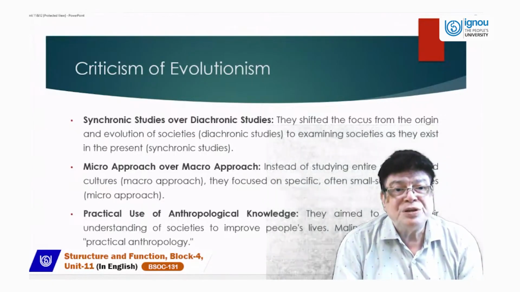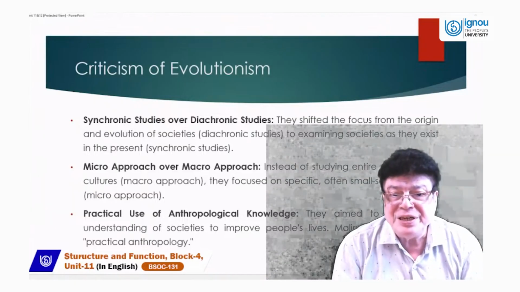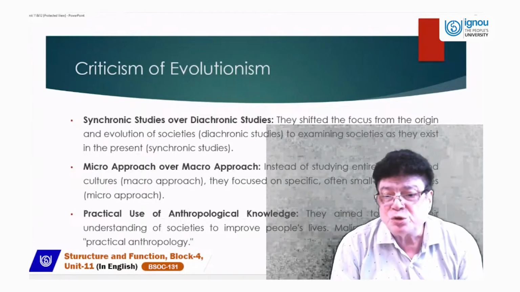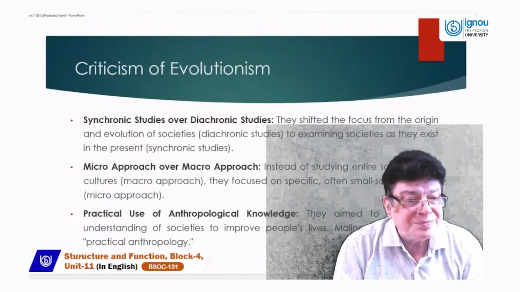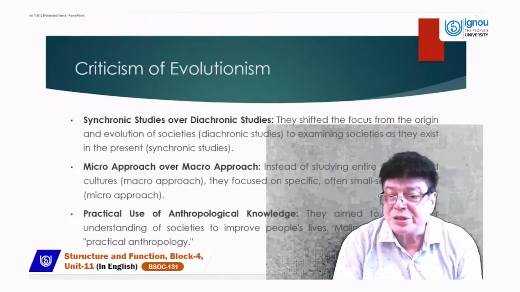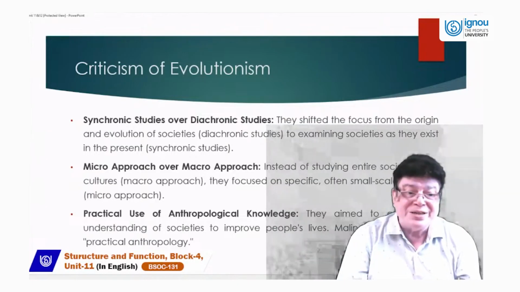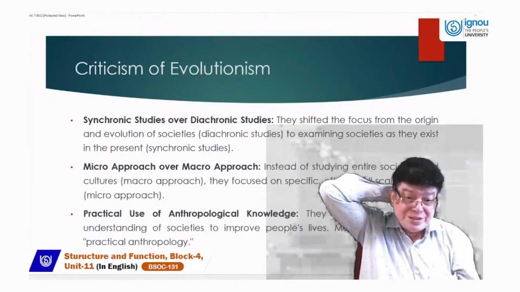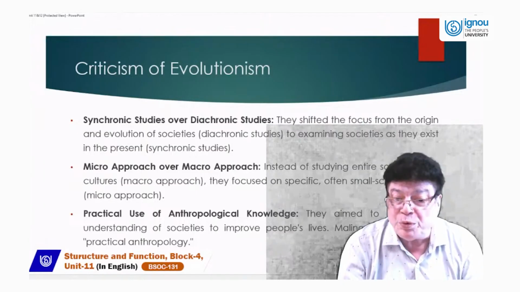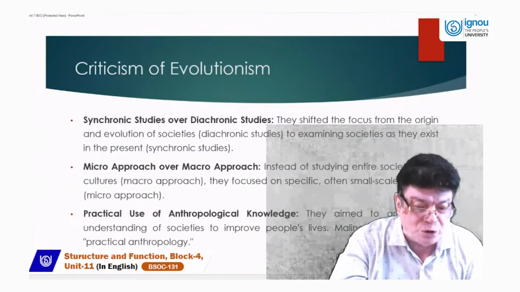Second, freedom from evolutionism: synchronic studies over diachronic studies. They shifted the focus from the origin and evolution of societies to examining societies as they exist in the present. Third, micro approach over macro. Instead of studying entire societies and cultures, they focused on specific, often small scale societies. Fourth, practical use of anthropological knowledge. They aimed to apply their understanding of societies to improve people's lives. Malinowski termed this practical anthropology.